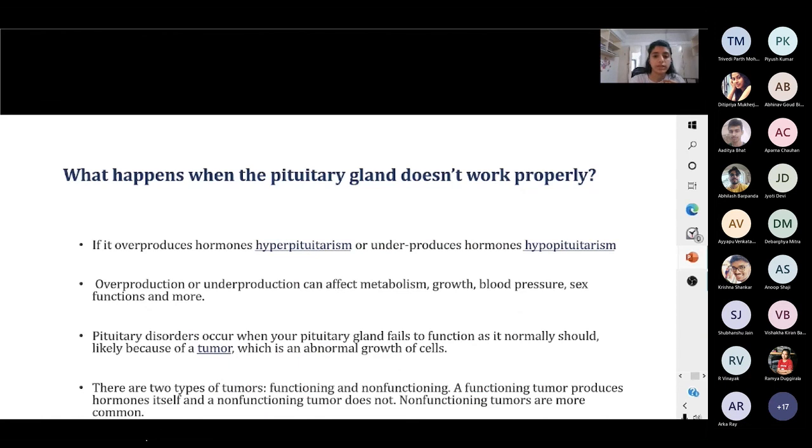Now, what happens when the pituitary gland does not work properly? If it overproduces hormones, it is known as hyperpituitarism, or if it underproduces hormones, hypopituitarism. Overproduction or underproduction can affect metabolism, growth, blood pressure, sexual functions, and more. Pituitary disorders occur when the pituitary gland fails to function as it normally should, likely because of a tumor, which is an abnormal growth of cells. There are two types of tumors, functioning and non-functioning. A functioning tumor produces hormone itself, and a non-functioning tumor does not. Non-functioning tumors are more common in the pituitary gland.